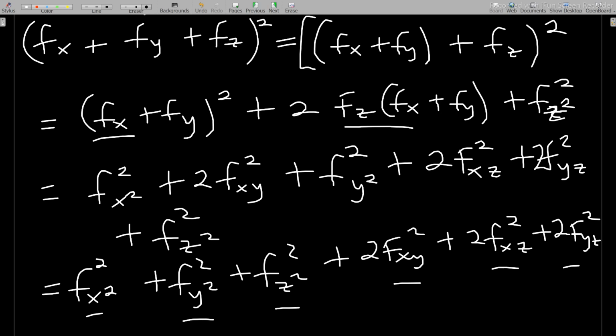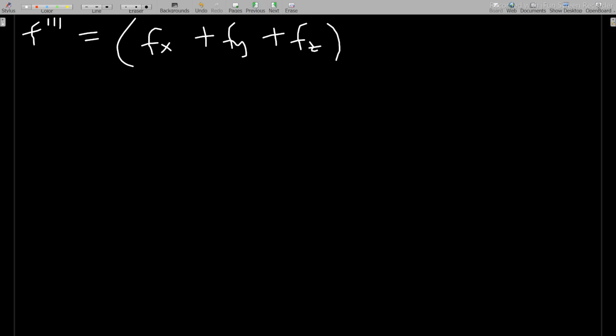Now let's move ahead and do the cubic one. What we just did was f double prime, and f triple prime is equal to (fx plus fy plus fz) cubed.